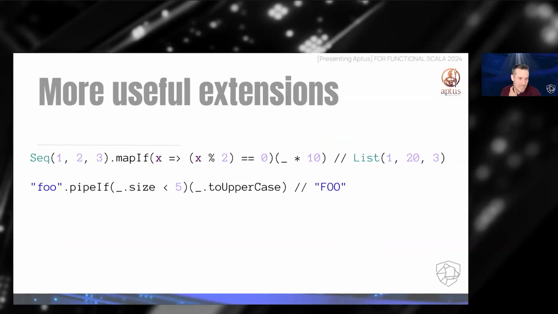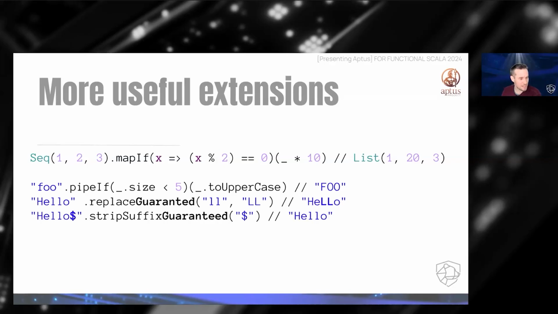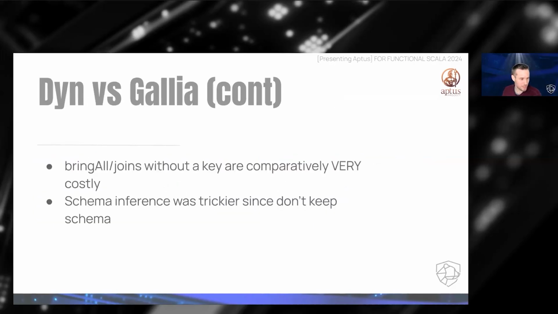A couple of operations like map if. For instance, this one is going to be times 10 only if the number is even. The pipe if is exactly what you would expect: it'll act on the value only if the predicate is true. And I also have all the guaranteed versions of string operations. So if I want to replace something and make sure that it's actually replaced, I'll use replace guaranteed as opposed to replace if present. Likewise, strip suffix guaranteed is also a way for me to make sure that if I ask for something to be removed, it is actually removed.